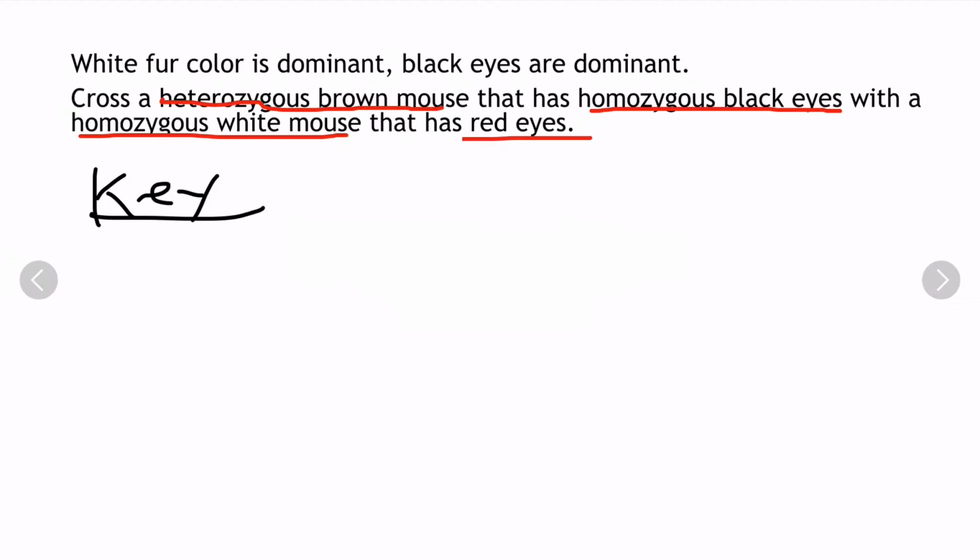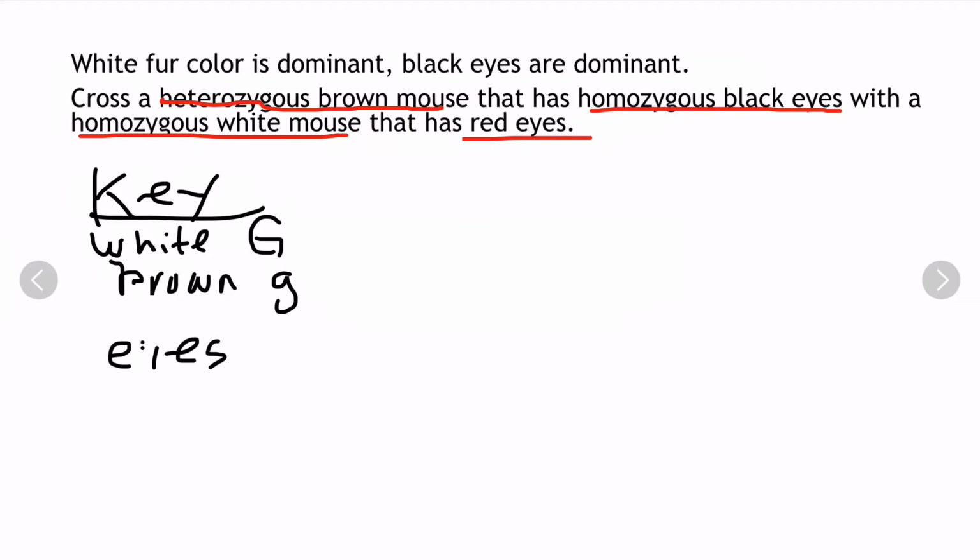White fur color is dominant, so we'll say white, and we'll use the letter G, capital G, and so brown fur color would be recessive, so we'll use the letter lowercase g. And black eyes are dominant, so we'll use big B. And red are recessive, so we'll use little b.